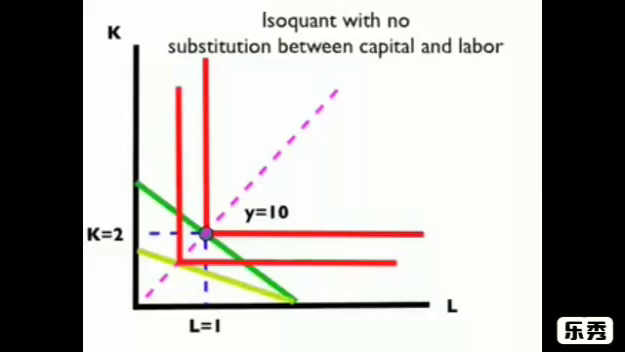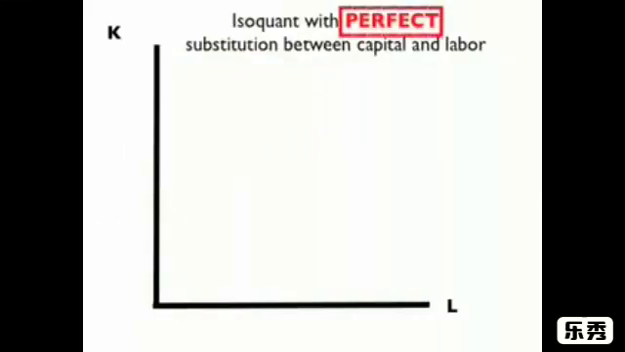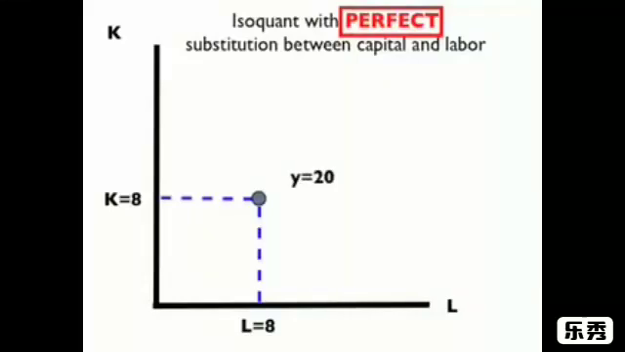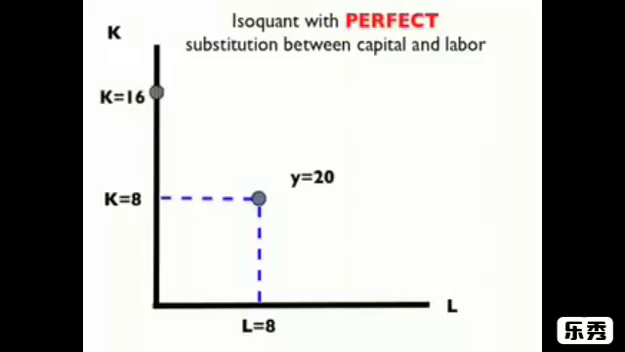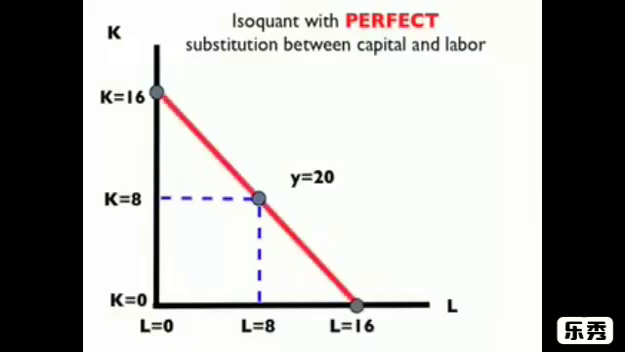Firms with this type of production technology are very vulnerable to changes in input costs. Now we want to move on to another extreme, where capital and labor are perfect substitutes, so that the firm can use capital and labor indistinguishably. For example, if a level of production of 20 units required 8 units of labor, 8 units of capital, alternatively the firm could use 16 units of capital and no units of labor, or alternatively 16 units of labor and no units of capital, and still get to that level of output of 20.